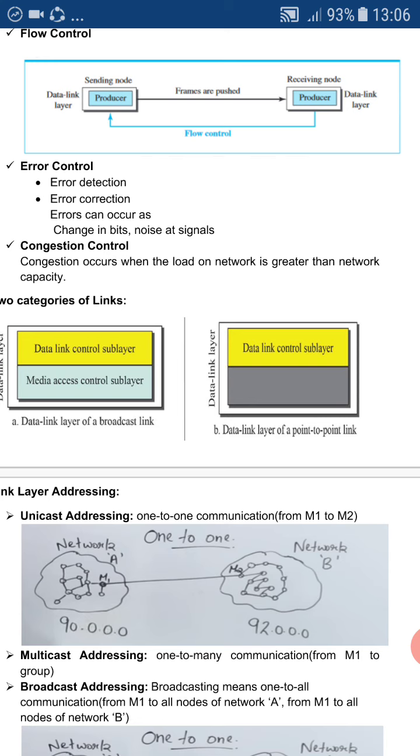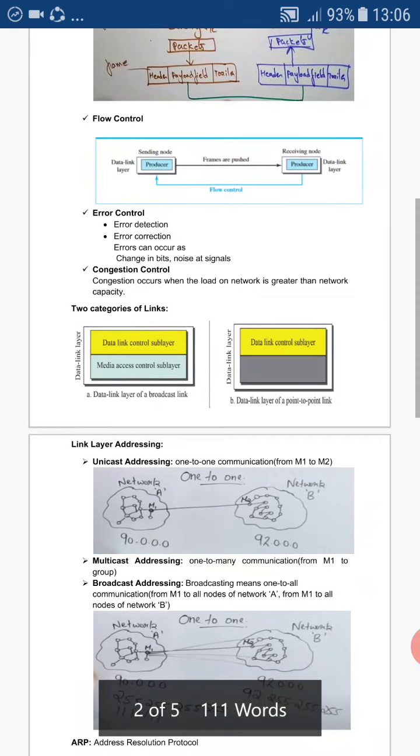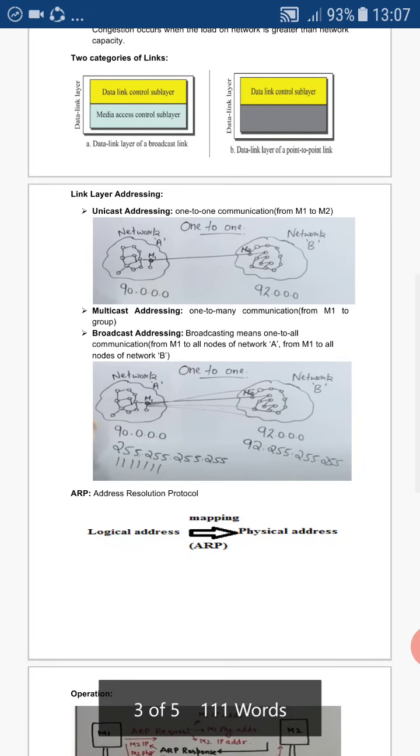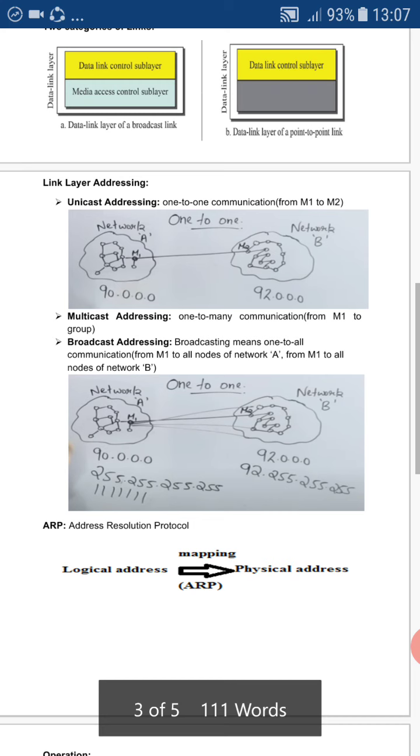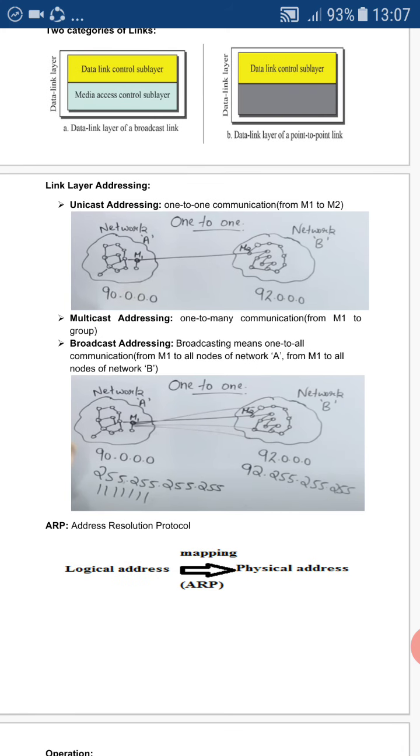The meaning is the data link control sublayer is responsible to solve the issues related to point-to-point, whereas the media access control sublayer is responsible to solve the issues related to both point-to-point as well as broadcast. Hence, the diagram is so. Now, we'll see the next topic. The next topic is link layer addressing.